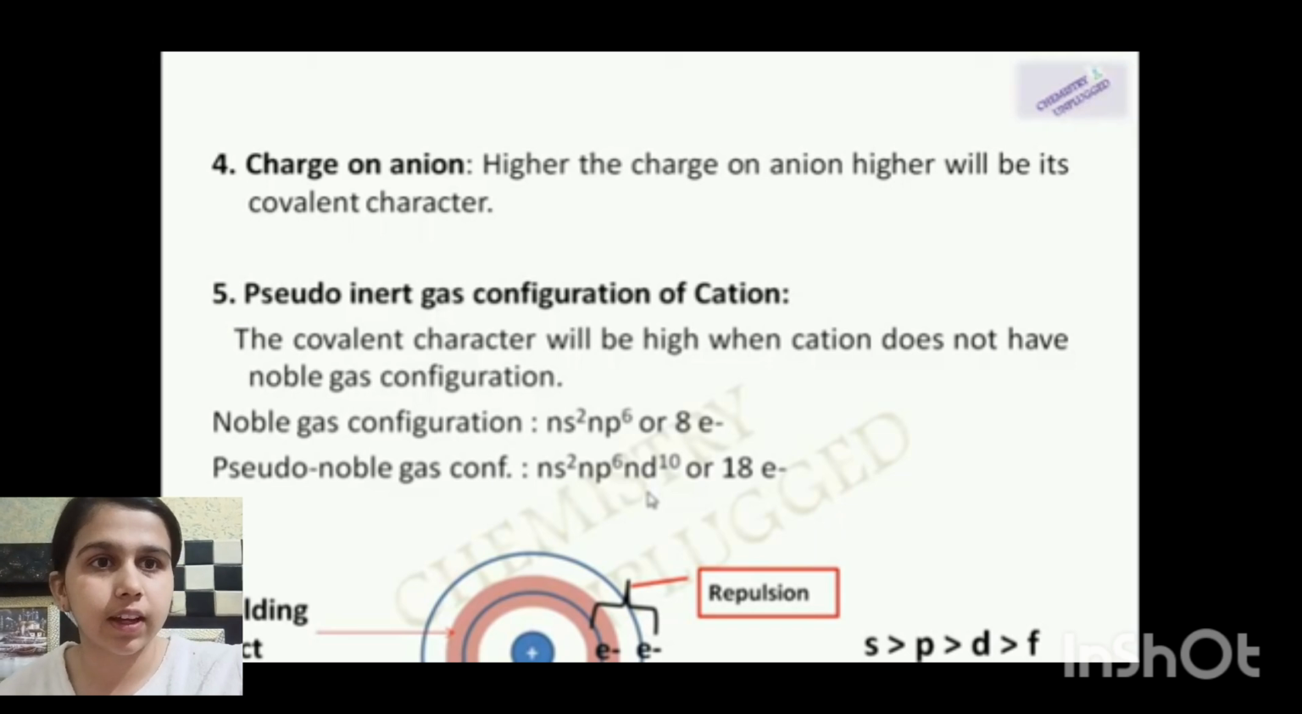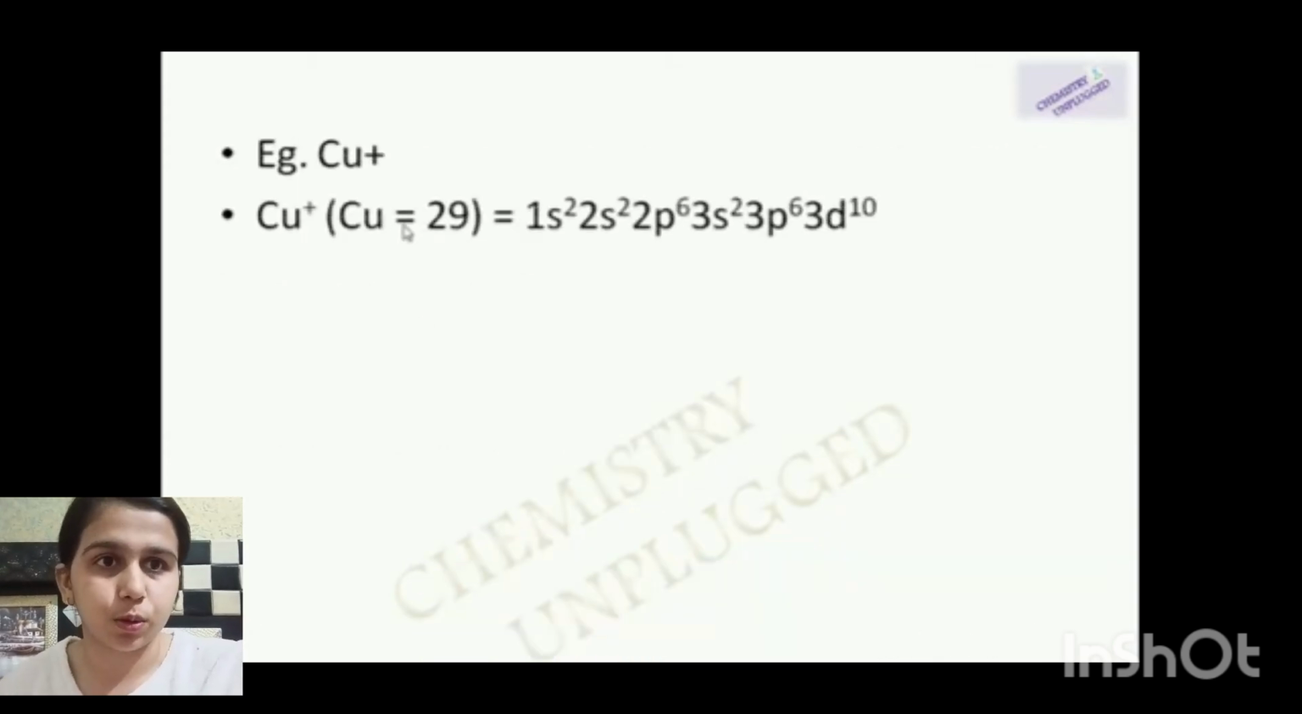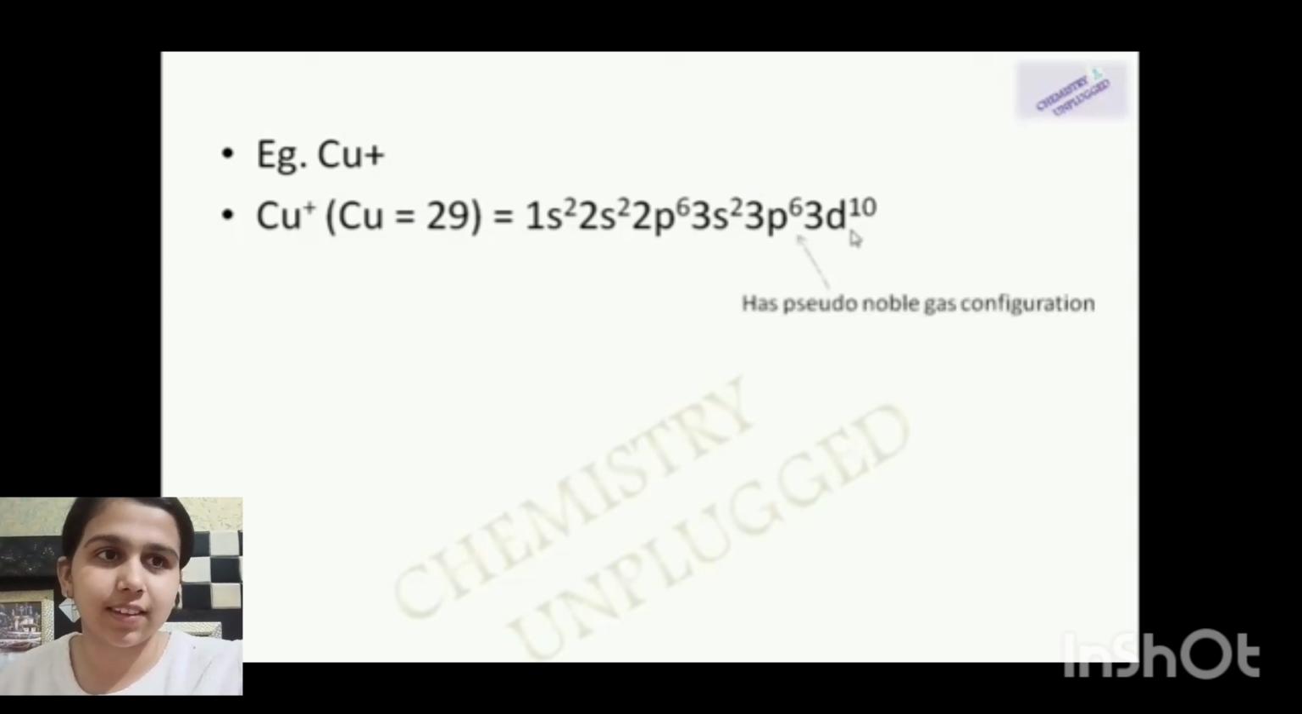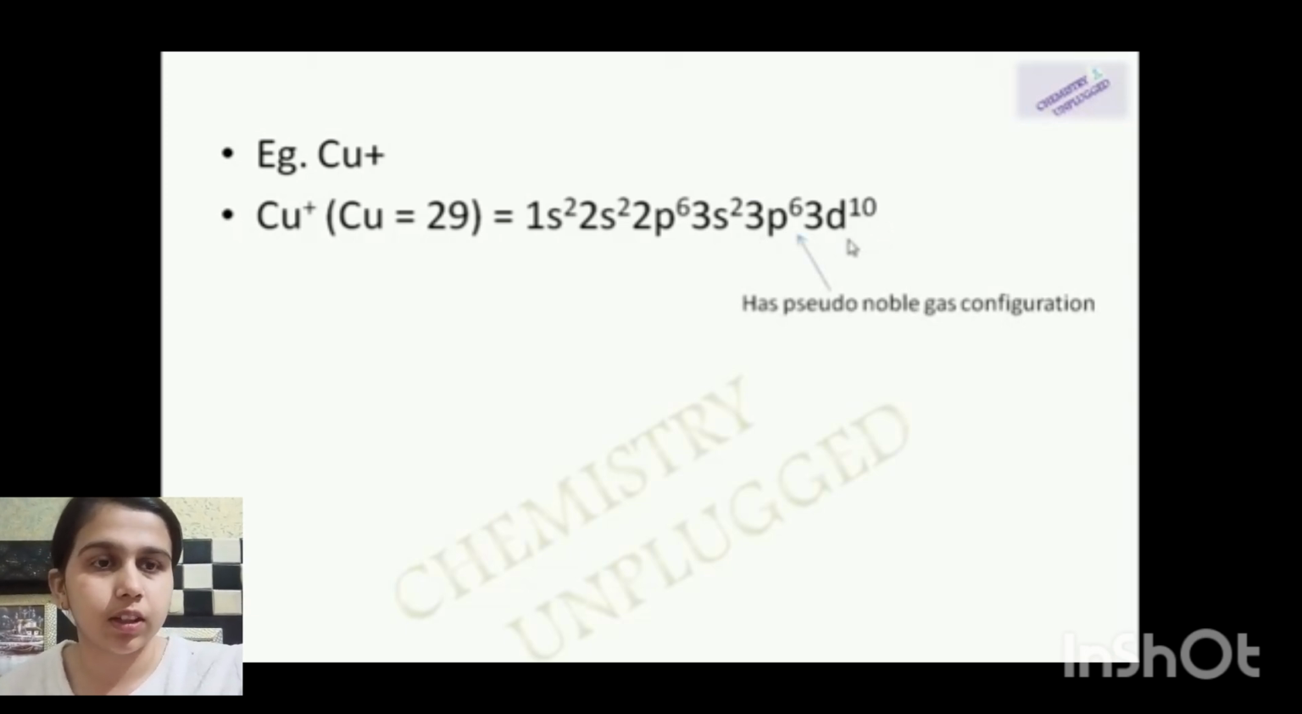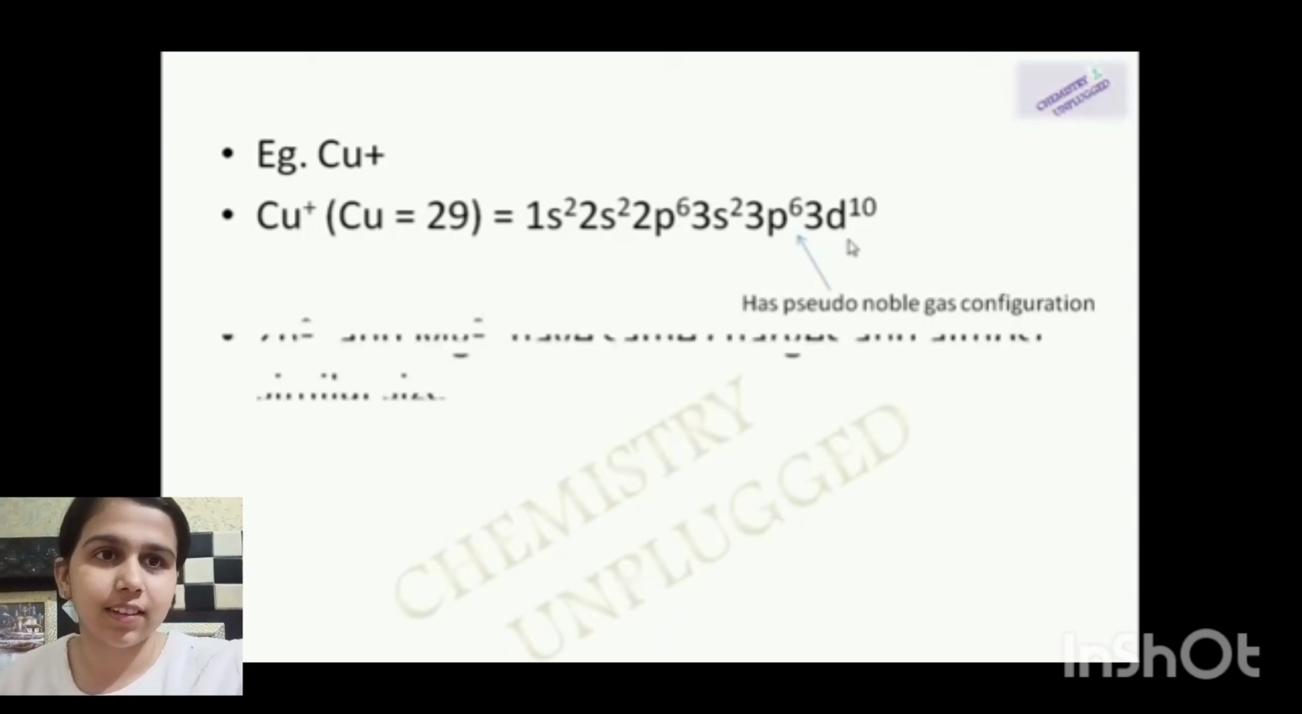So the covalent character will be high when a cation has pseudo-noble gas configuration instead of noble gas configuration. For example, Cu+. Copper has atomic number 29, meaning it has 29 electrons. So for Cu+, we will find the electronic configuration. It is 1s2, 2s2, 2p6, 3s2, 3p6, 3d10. So this is the pseudo noble gas configuration, meaning it will have covalent character or higher effective nuclear charge.